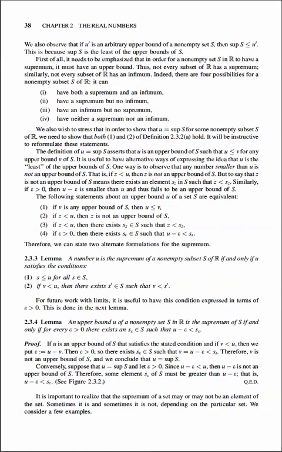In the middle of the page, we talk about a few different ways to show that something is an upper bound. These are four different statements here in the middle of page 38 that let us show that U is an upper bound of S. So make sure you understand where these statements are coming from, why they're equivalent.